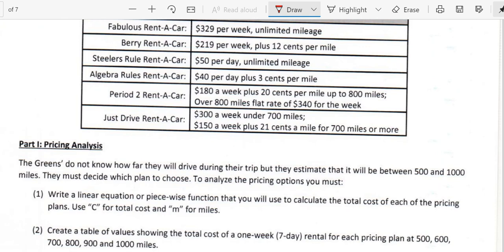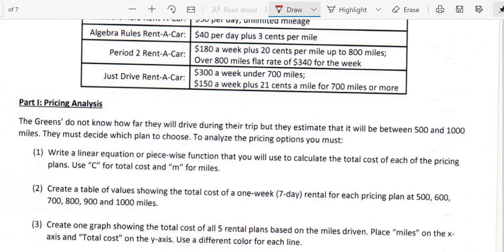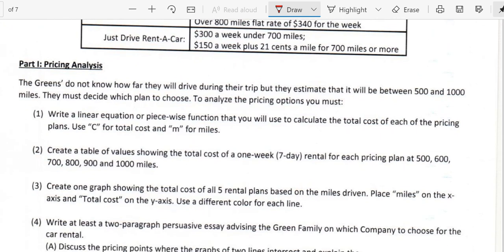It says part 1 for the pricing analysis. The Greens do not know how far they're going to drive during their trip, but they estimate that it will be between 500 and 1,000 miles. They must decide which plan to choose. To analyze the pricing options, you must, 1, write a linear equation or piecewise function that you will use to calculate the total cost of each of the pricing plans. Use C for total cost and use M for miles.